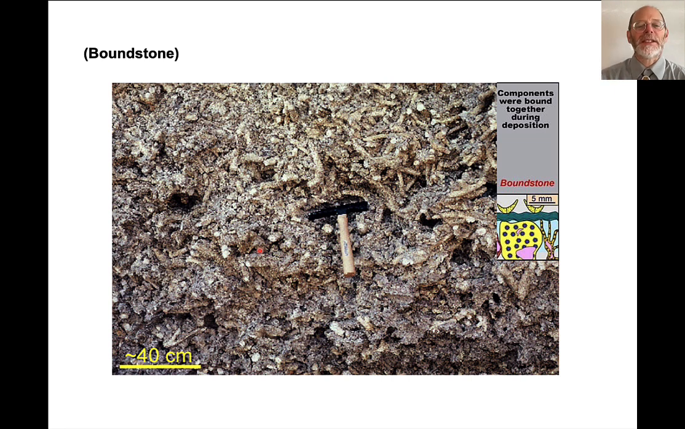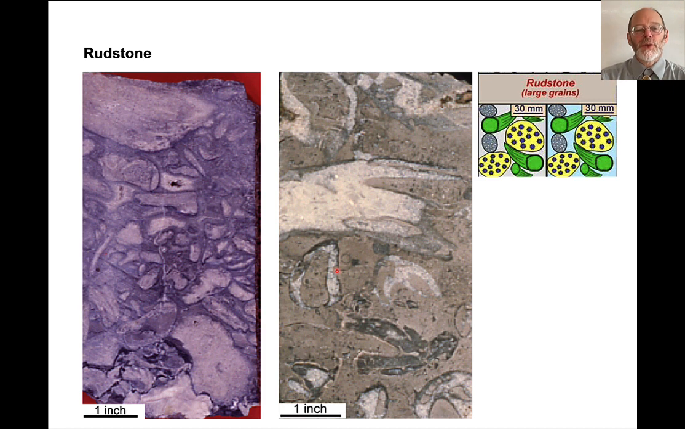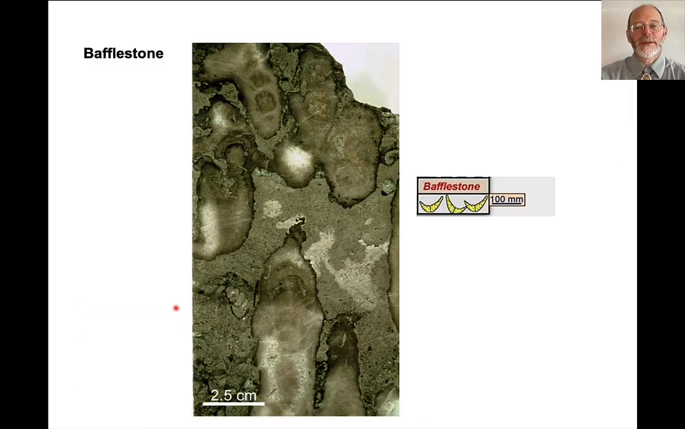So filamentous algae can bind grains together. A floatstone has very large grains which are floating in a mud matrix. So this is a type of wackestone. A rudstone has very large grains that touch each other. So this would be a packstone. But the difference is that these grains are very, very large, tens of millimeters across. And these are characteristic of rudist clams, which form a reef structure. This is what gives rise to the name rudstone.